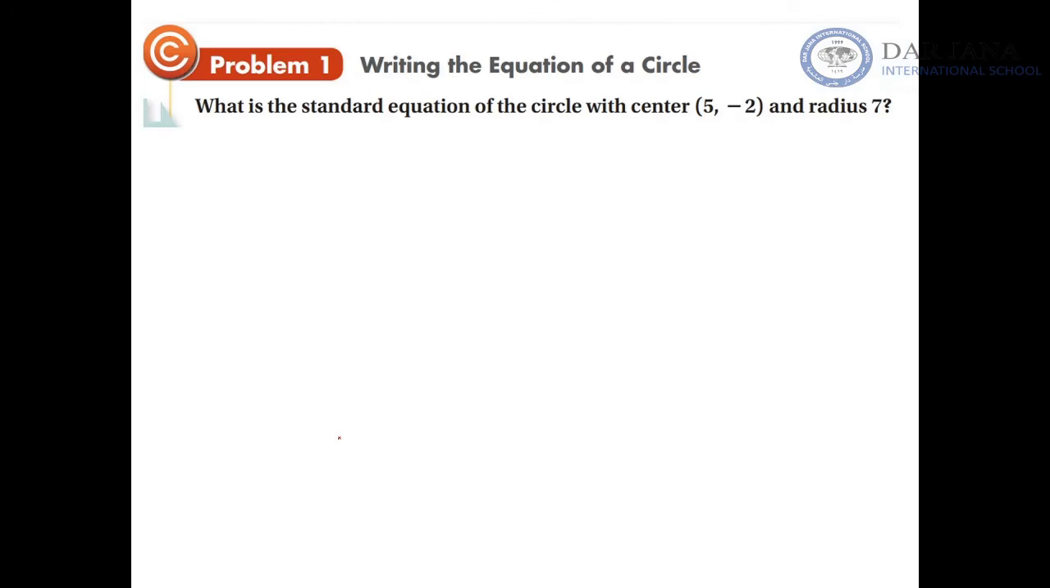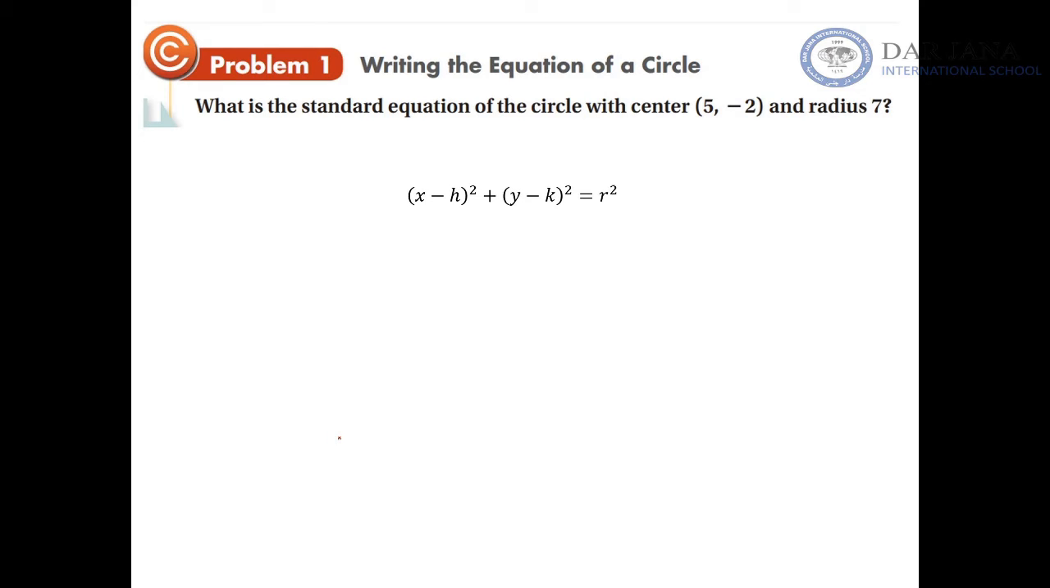Okay, let's continue. How do we use this? How do we write an equation of a circle? In order to show you how, we are going to solve problem 1. What is the standard equation of a circle with center 5, -2 and radius 7? First and always, we start with the formula that we know. That's the standard equation: x minus h squared plus y minus k squared equals r squared.